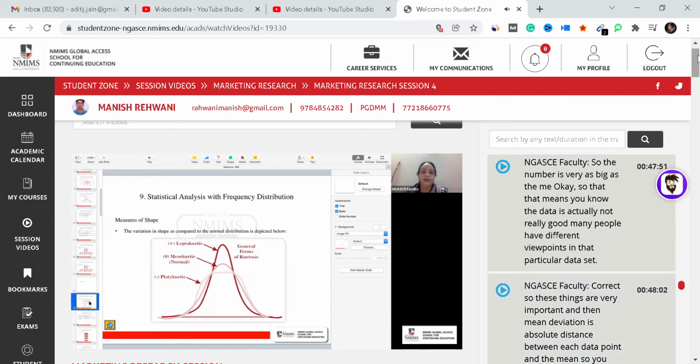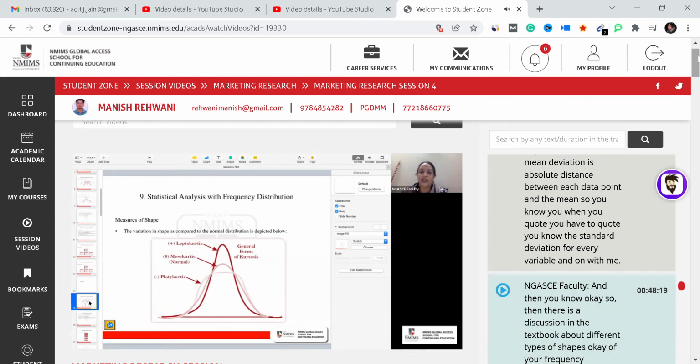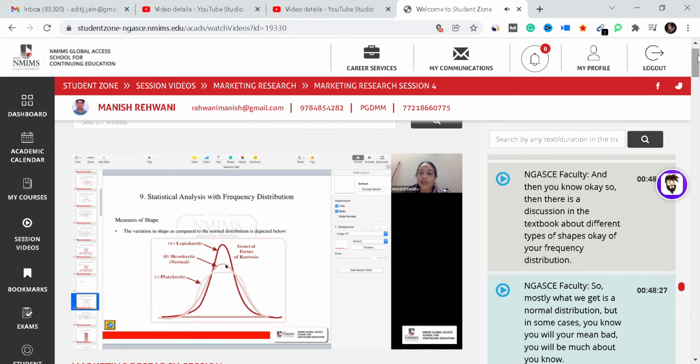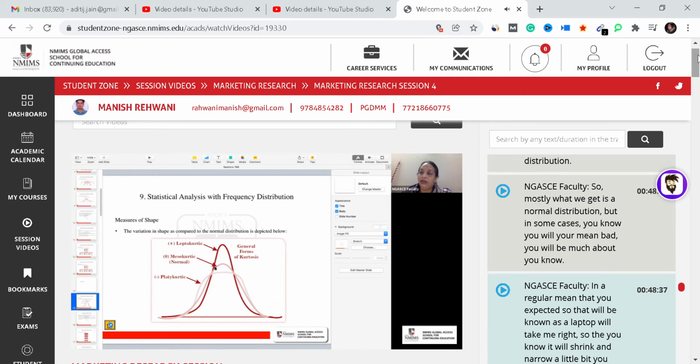Then there is a discussion in the textbook about different types of shapes of your frequency distribution. So mostly what we get is a normal distribution. But in some cases, your mean value will be much above a regular mean which you expected. So that will be known as leptokurtic, right? So it will shrink and narrow a little bit towards the top.